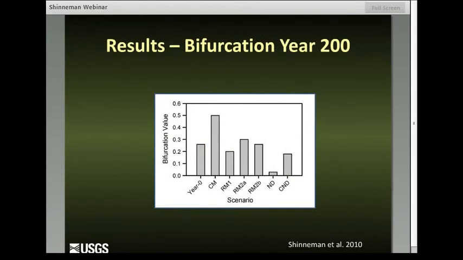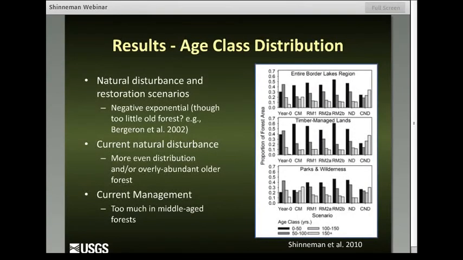In terms of the bifurcation, we actually measured that. We came up with a metric that essentially shows a quantified deviation from an even proportional distribution of major forest types between park and wilderness areas and the rest of the more timber managed landscape. And what you can see is that the current management scenario produced the most bifurcated landscape over time, and the natural disturbance scenario by far the least. And the restoration management scenarios, again, using combinations of more wildfire in protected areas and timber harvest outside of protected areas, were sort of in between. So achieving some of those restoration goals.